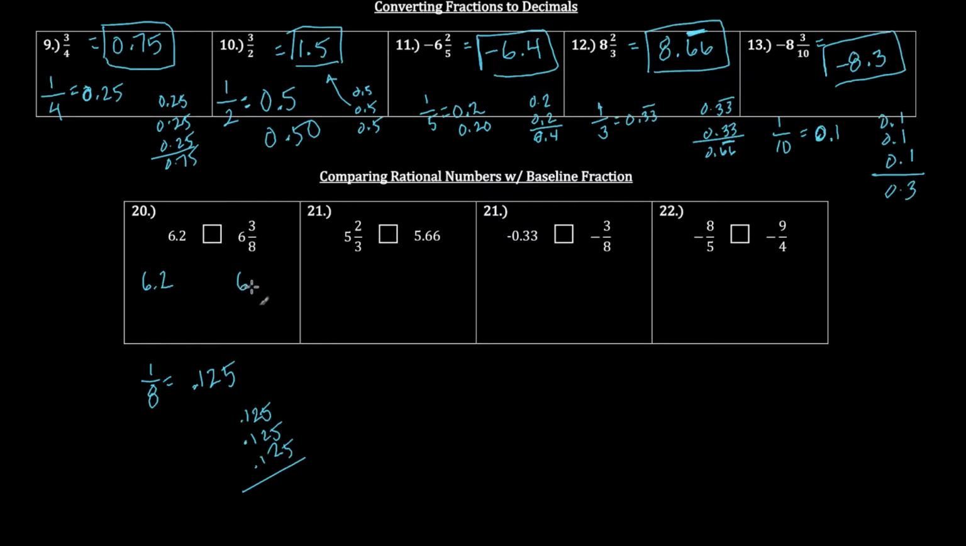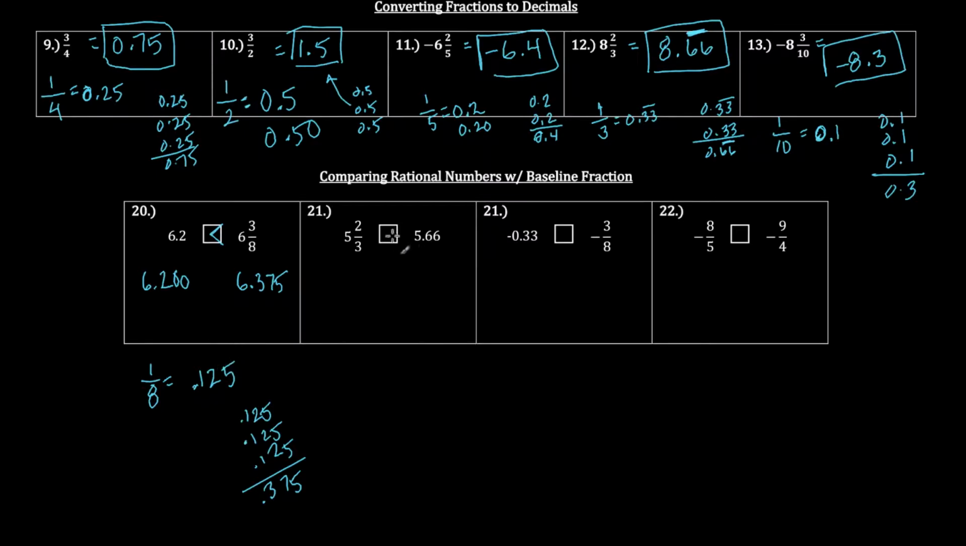So this is actually 6.375. Remember, this was 375. And obviously, well, let's put the zeros in case you need them. Obviously, this one's larger. The 6 3/8.